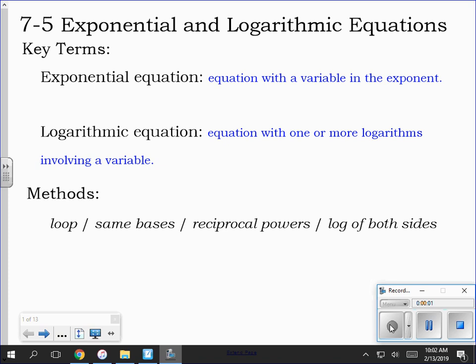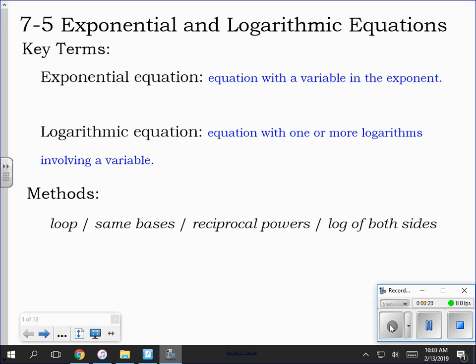Okay, so the notes at the beginning say an exponential equation is an equation with a variable in the exponent. So the exponent has a variable in it. That's an exponential equation. A logarithmic equation is an equation with one or more logarithms involving a variable. So if the logarithm has a variable in it, it is a logarithmic equation. If none of your logarithms have variables, it's not a logarithmic equation.